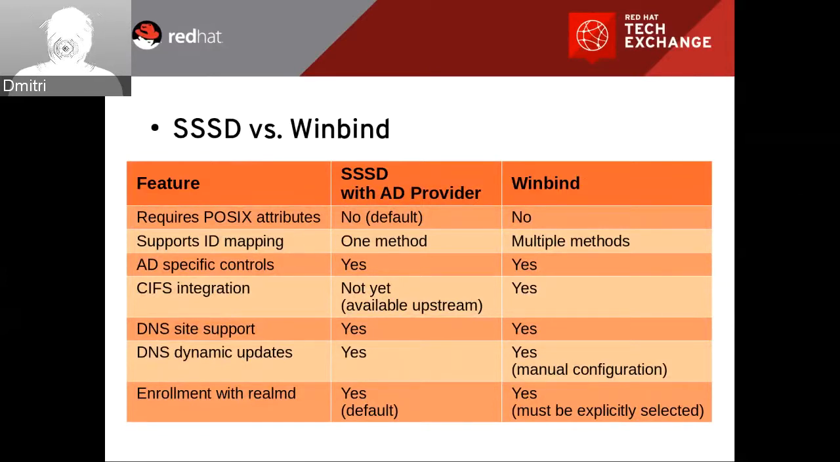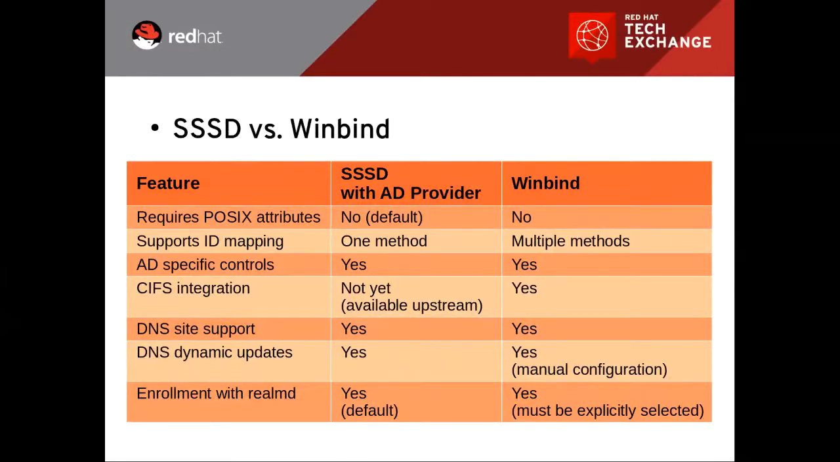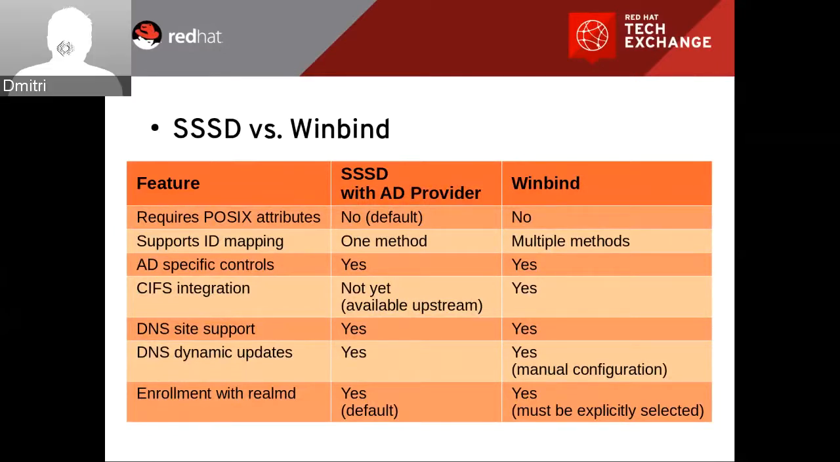It's important to know whether you require POSIX attributes or not. Both SSSD and Winbind do not require you to have POSIX attributes inside Active Directory. So if your customer's Active Directory administrator says, I'm not going to enable services for Linux or identity management for Linux because that's against my policy, that's fine. SSSD and Winbind can both work in this environment. There's no difference between them.